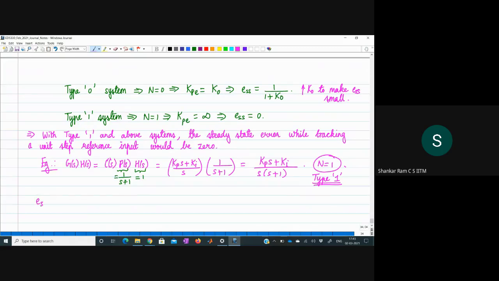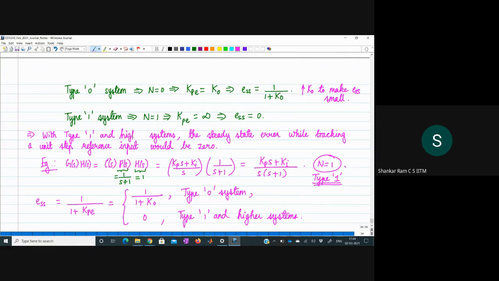So in summary, the steady state error for tracking unit step inputs, which will be 1 divided by 1 plus K, will be 1 by 1 plus K naught for a type 0 system, and it will be 0 for type 1 and higher systems. Okay, so that's what we have. Here I can replace the word above with higher, that's better.